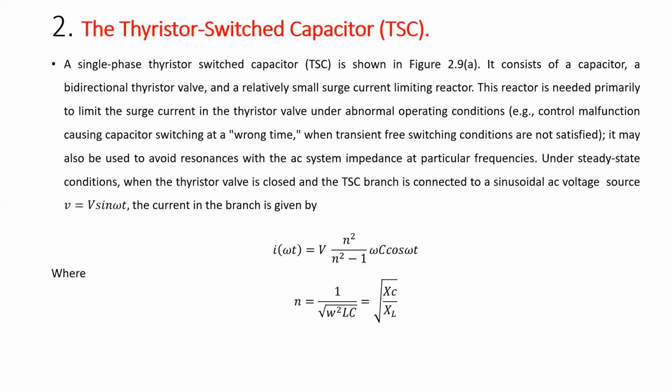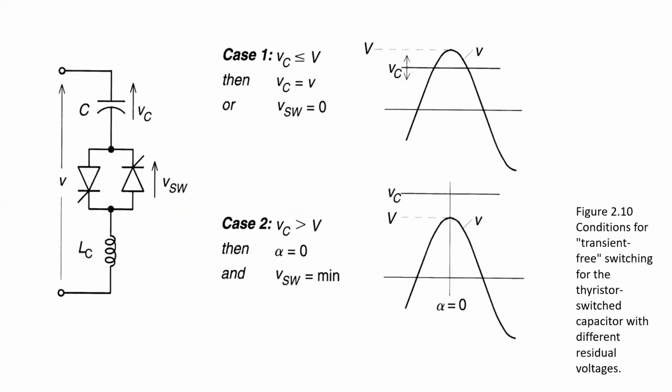So here the thyristor switched capacitor is there, where the current is equal to V upon (n square minus 1) upon 1 into omega C cos of omega t, and this defines the voltage across the capacitor. See, this is our system, and it is going to handle the current I. Voltage across the capacitor is Vc, if it is charged because of the earlier energization. The two valves are connected in bidirectional form, and this is the limiting reactor.